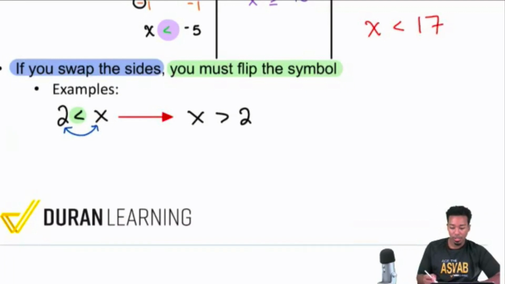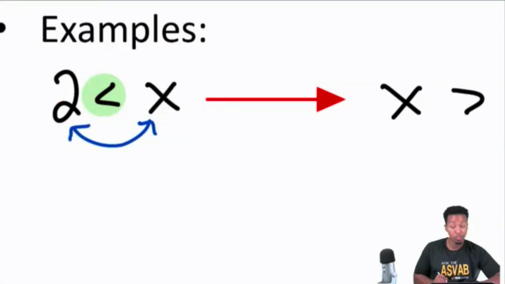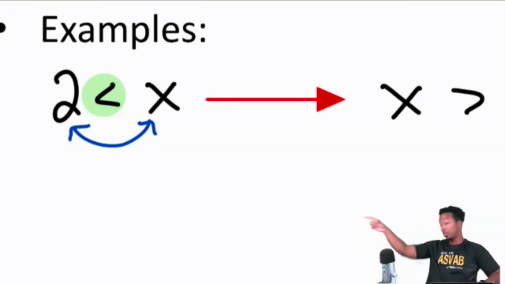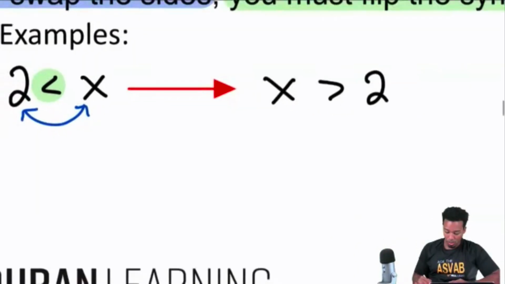Because if you read it, think about it like this, everybody. The X is pointing at the 2. So it's basically saying, hey, I'm bigger than you. I'm bigger than 2. And so that's exactly what it's saying.